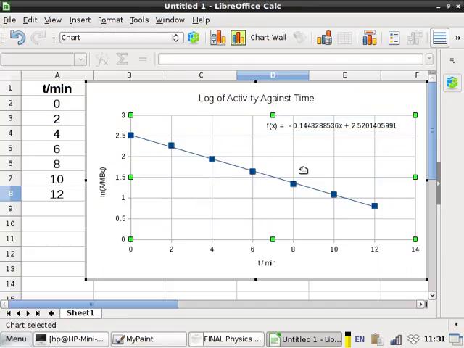Here is log. I just wrote log of activity against time.